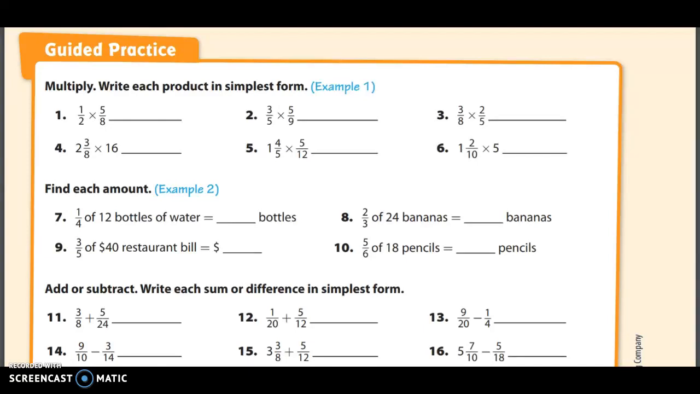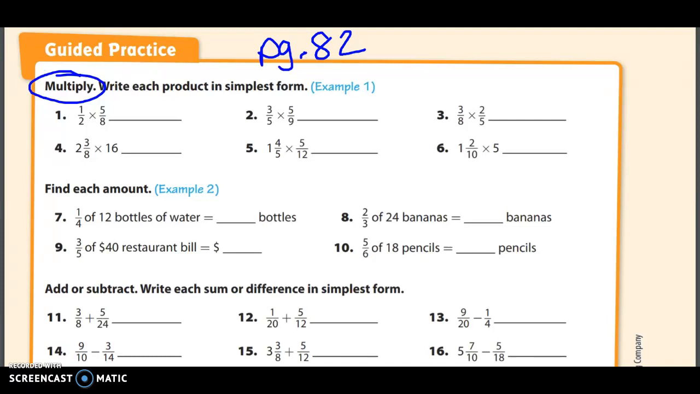All right, this is the middle of page 82. This is the guided practice, and we're going to review how to multiply fractions. This first video is just going to be numbers 1 through 10. The next video will be the add and subtract problems. So let's check this out, okay?